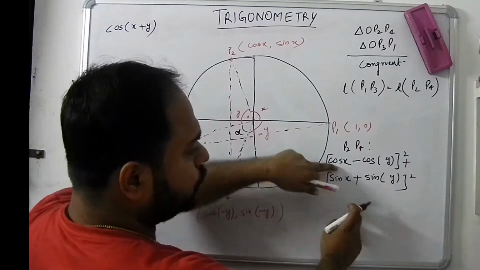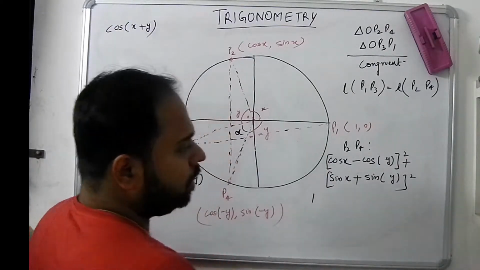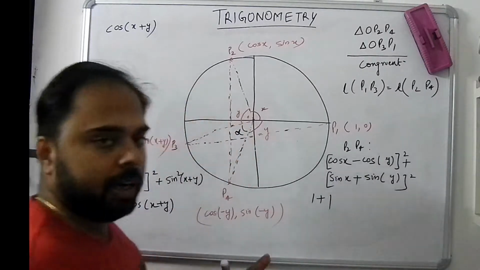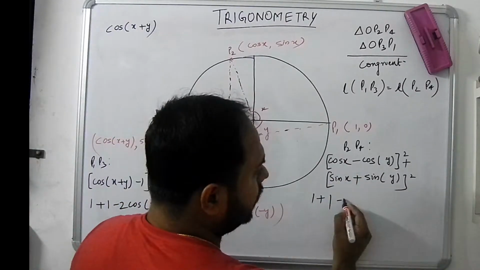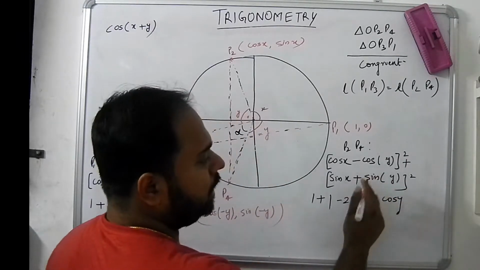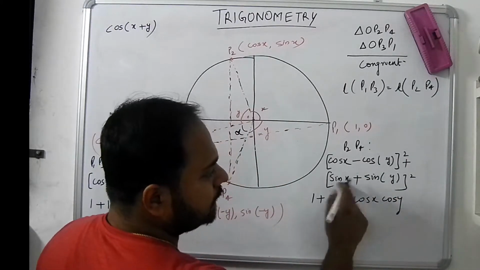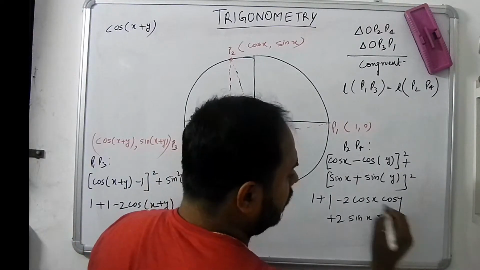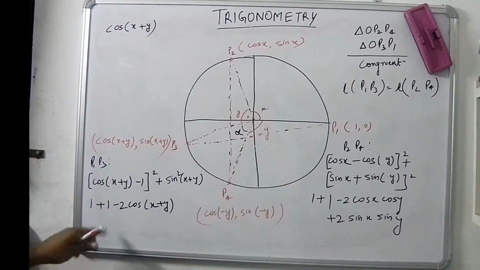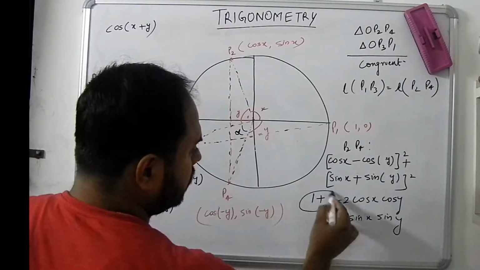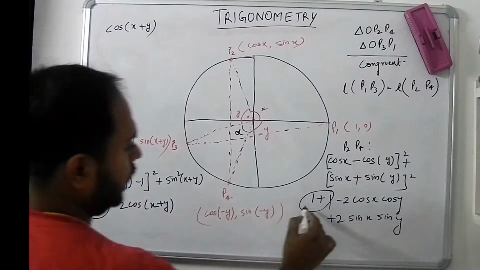Now let's square. Cos square, sine square will give me 1. Cos y plus sine y will give me 1. I will get 2 ones, and here I get minus 2 cos x cos y from this, and from here I get 2 sin x sin y. Right? Now these two things are equal. So if these two things are equal, I remove this, I remove this. I am done with this, I am done with this.